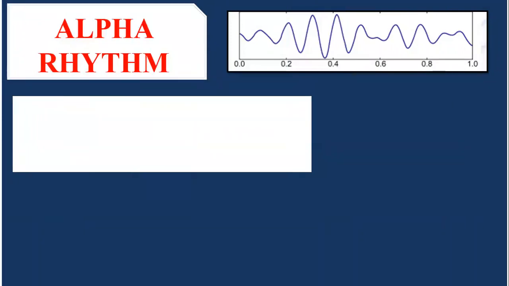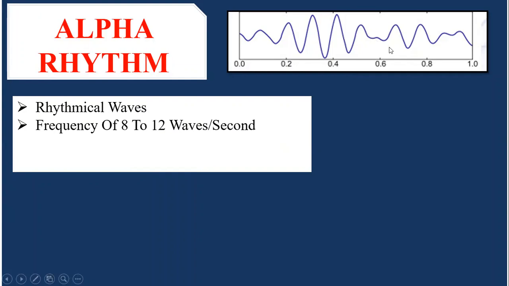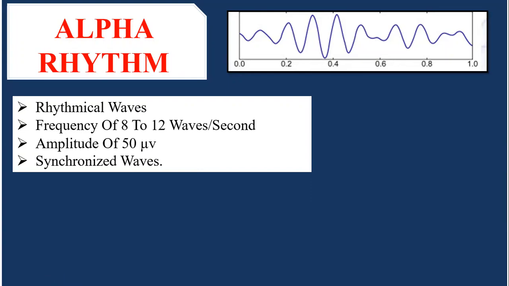So, alpha rhythm or alpha waves. As you can see here, alpha rhythms are rhythmical, regular waves, and they have a frequency of about 8 to 12 waves per second. As you can see here, in 1 second the number of waves is between 8 and 12. The amplitude of the waves is about 50 microvolts, so the height of the waves can reach up to 50 microvolts. And these waves are synchronized waves. As you can see, synchronized waves are regular and invariant.